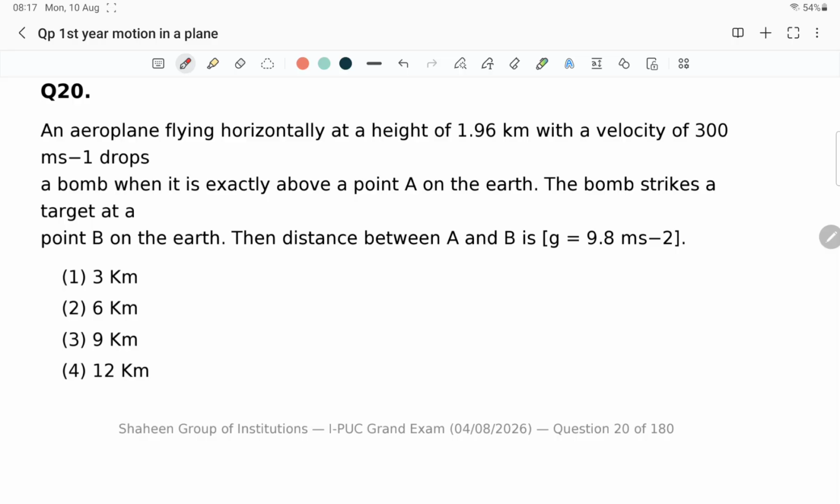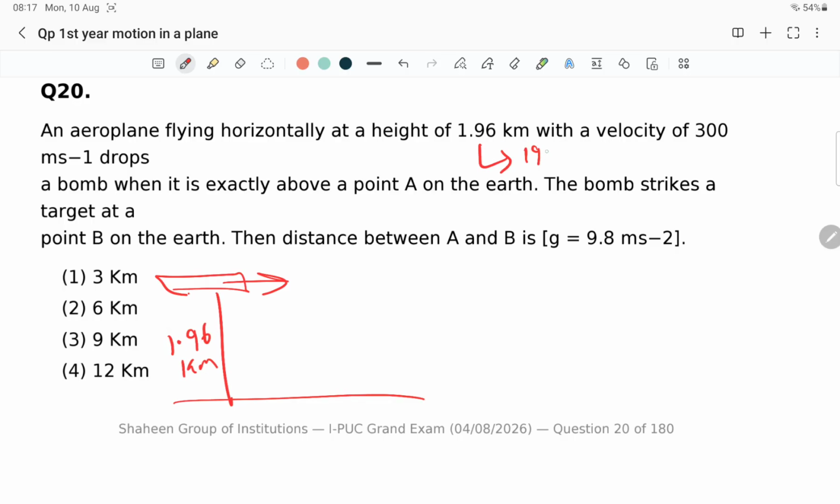So look at the question. An aeroplane flying horizontally at a height of 1.96 kilometers. That can be converted, 1.96 into 1000, correct? So 1960 meters it is flying, with a velocity 300 meters per second. This is the velocity of the aeroplane.